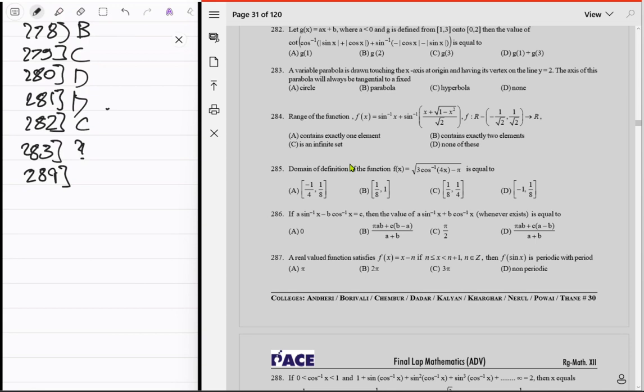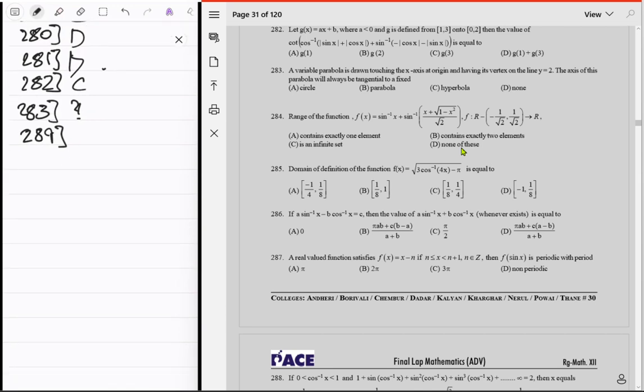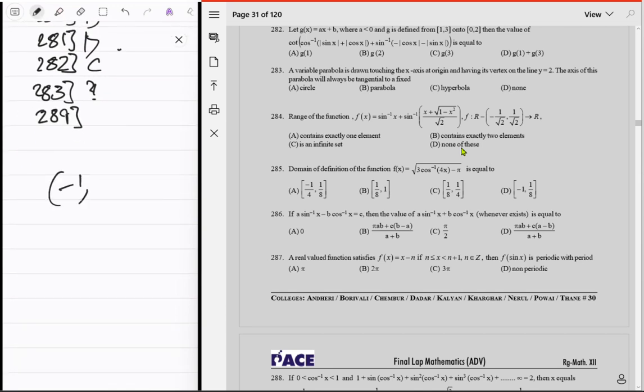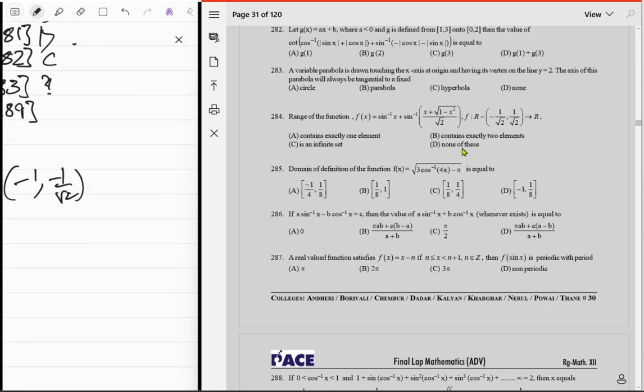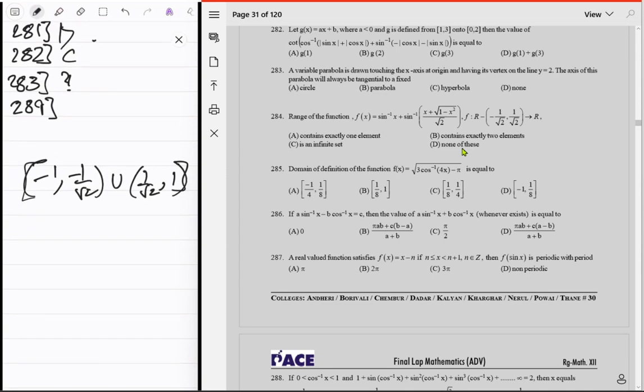Wait, sine inverse of x is only defined when x is in negative 1 to 1. But you're saying all real numbers except this thing. So the range is x itself, negative 1 to negative 1 upon square root 2, sorry, your domain is actually like this. Right, union 1 upon square root 2 to 1. I want this inclusive. But whatever, this is most likely the thing.